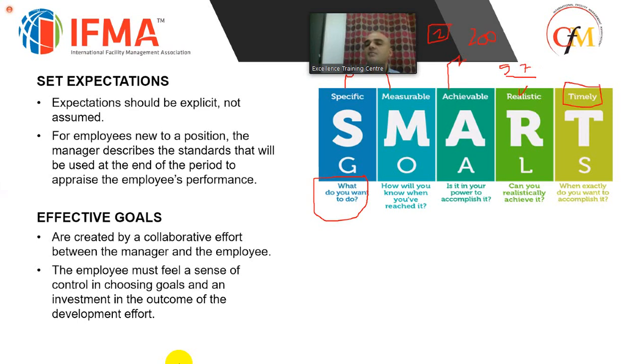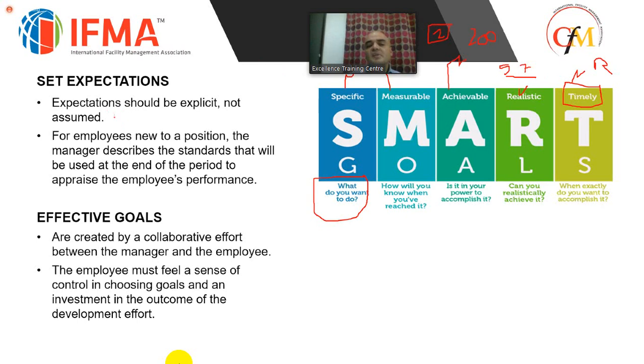And timely. I'm setting a time frame. I need you to do this sales in 1 year. I need you to do these PPMs in this year, and so on. So I'm setting a time frame for it. It's not open-ended.